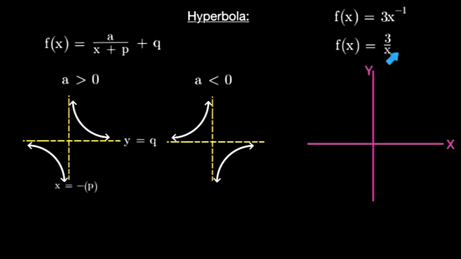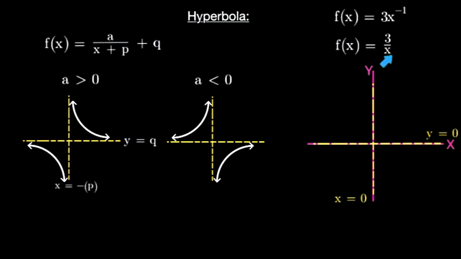Now, is there a plus p? No, you will say, but there actually is, it's just plus 0. So that means our vertical asymptote is at 0. So our vertical asymptote is on our y-axis and it goes through our x-axis at 0. We can say that the equation is x is equal to 0. Is there a plus q? No, you will say, but yes, there is. There's a plus 0. That means our horizontal asymptote will be on the x-axis and goes through our y-axis at 0. So the horizontal asymptote equation is y is equal to 0.